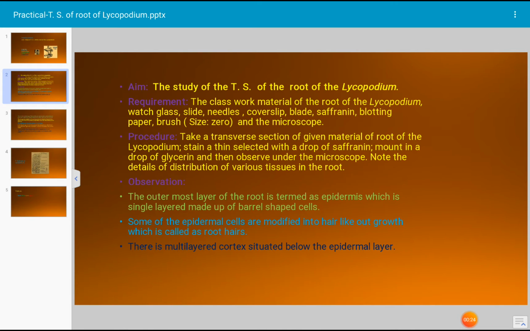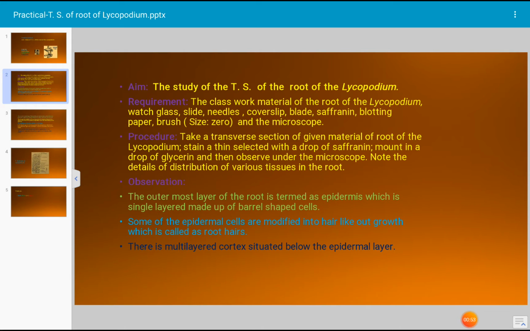What is the requirement of practical here? We require classwork material of the root of the Lycopodium. We need watch glass, slide, needles, cover slip, blade, safranin, blotting paper, a small size brush, and the microscope. This is the requirement of practical of study of transverse section of root of the Lycopodium. Okay. How to do the practical?